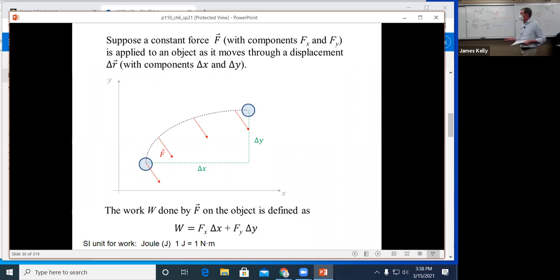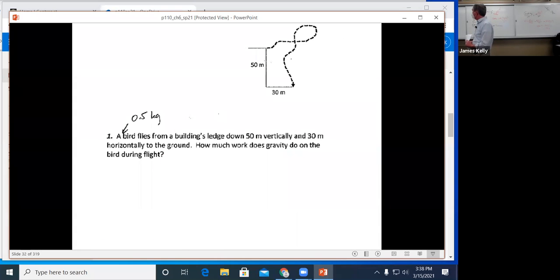Before I pass it out, I forgot to mention the unit of work. You can see from the definition, it's got to have units of newtons times meter for SI units. And energy is so important that even that trivial combination gets a shorthand unit of joules. So 1 joule is 1 newton times meter. Okay, and we're going to do exercise 1.